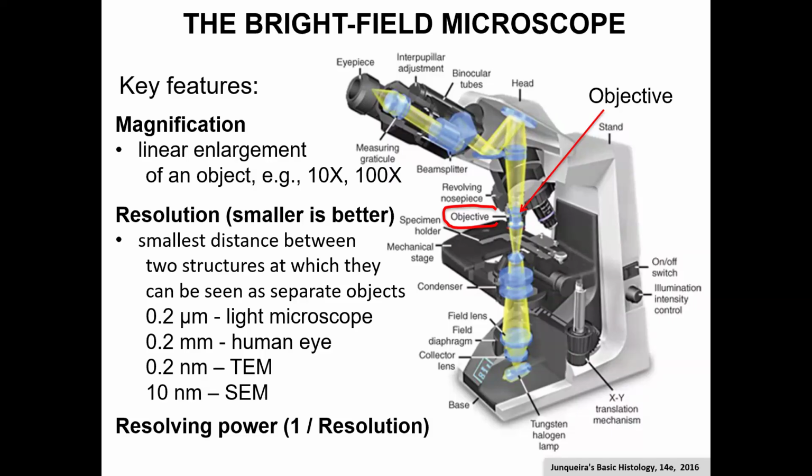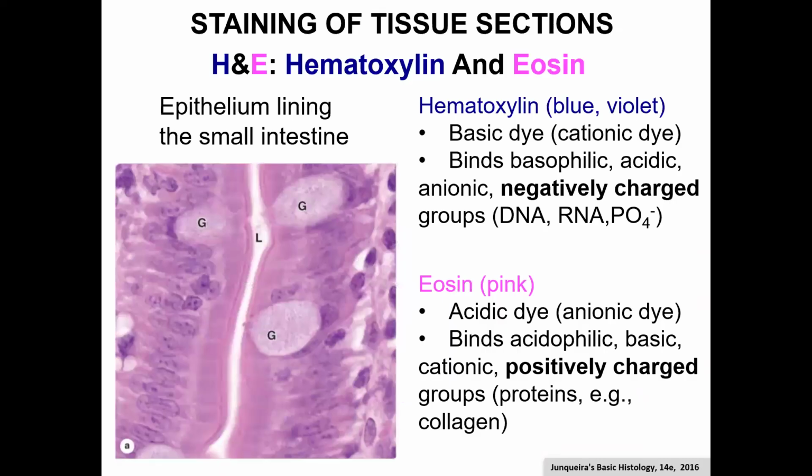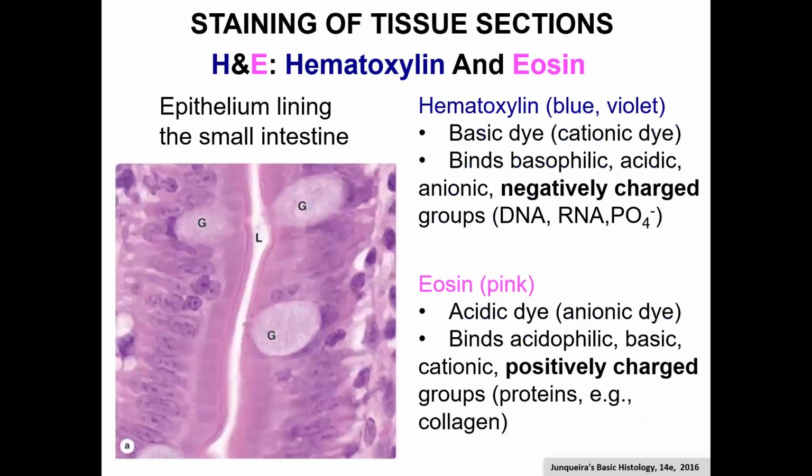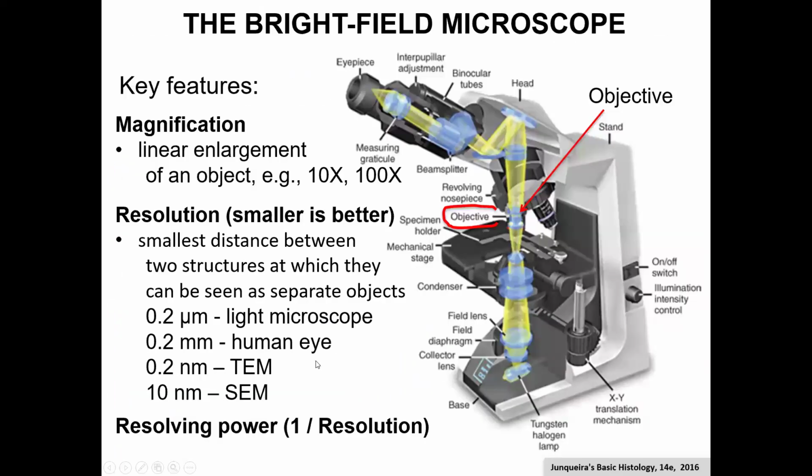Each electron has an associated so-called de Broglie wavelength. I think I have it written somewhere later on. I'll tell it when we get to that point. But because the wavelength associated with an electron is about 1,000 times smaller than the wavelengths of light, the electron microscope can achieve a resolution that's 1,000 times higher than that of a light microscope.